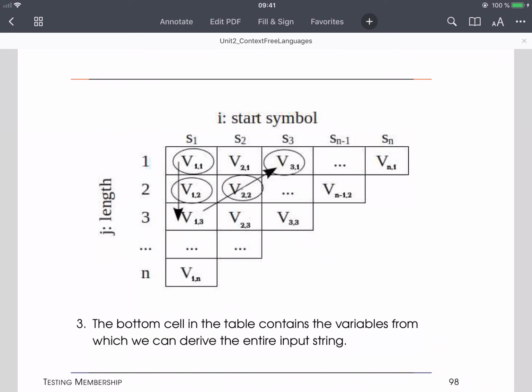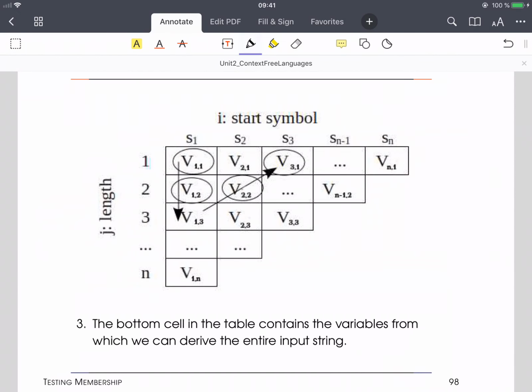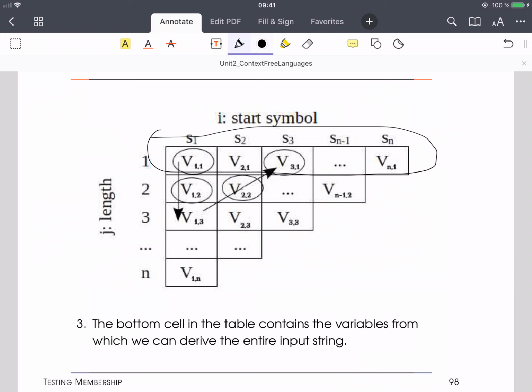We start by first filling the first row. The first row can be filled directly, as we have mentioned, just from taking a look at which terminals are produced with which variables. Okay? There is nothing else that we need to do.